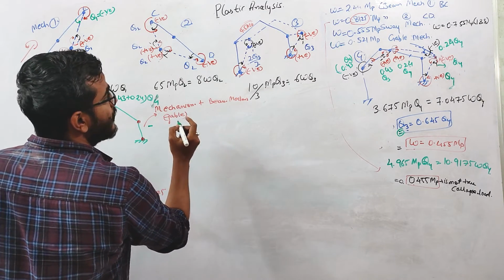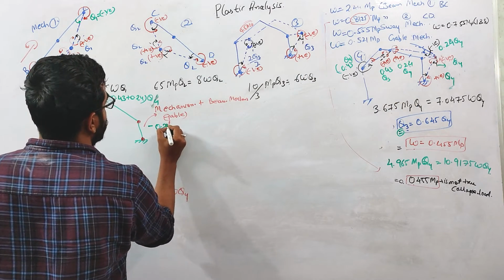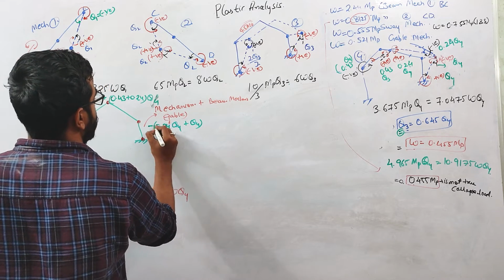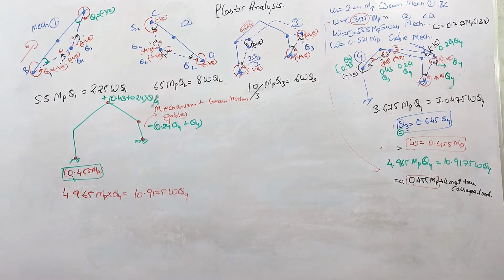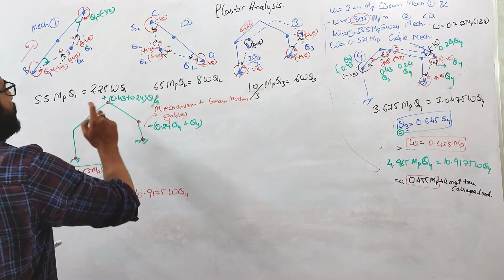Net rotation at this point, I need to add these two thetas. So this will be 0.24 theta 4 plus theta 4. Okay, right. So you can see that we can cancel the hinge at point C, because theta 2 here is negative, and here is positive.